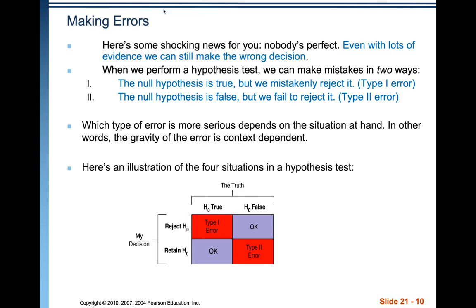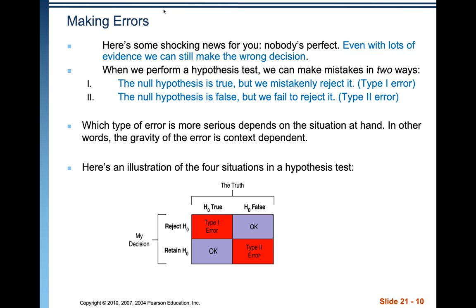Okay, so here's some shocking news for you. Nobody's perfect. Even with lots of evidence, we can still make the wrong decision. When we've performed the hypothesis test perfectly, followed every step of the way that we should, and checked every condition so that we can make the assumptions, based on our best methods, we can still be wrong.